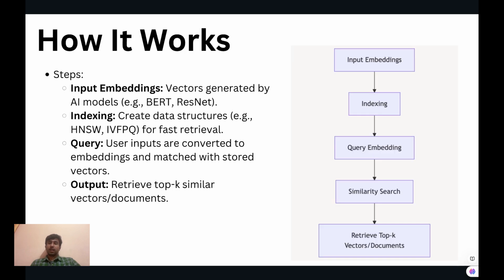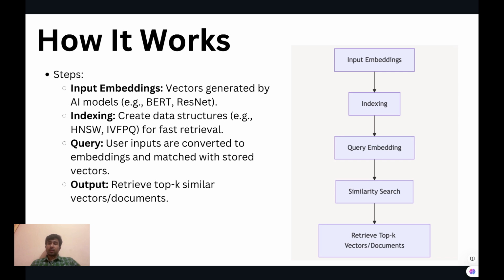Input embeddings are generally created using different kinds of deep learning models like BERT for text processing, or Llama embeddings, or OpenAI embeddings, or Google text embeddings. Those kinds of models are used to convert the input data into vectors, based on the requirement. Then some indexing algorithms are used to index it into the vector database so that we can efficiently search for it and retrieve it whenever required.